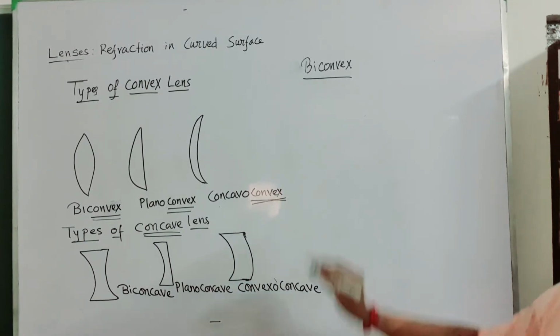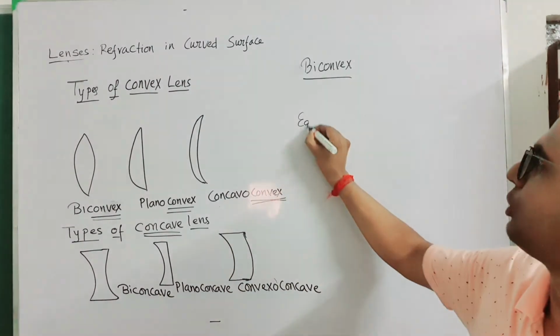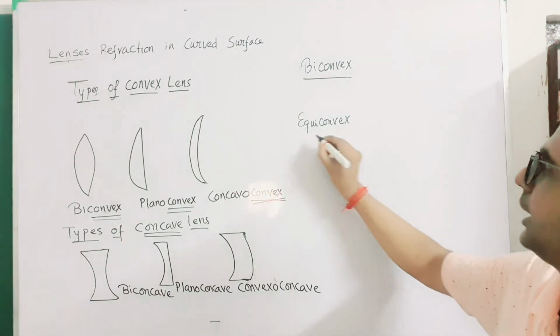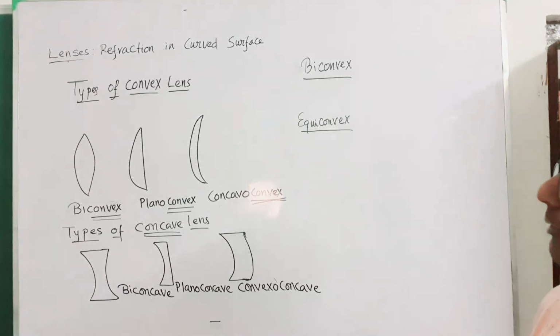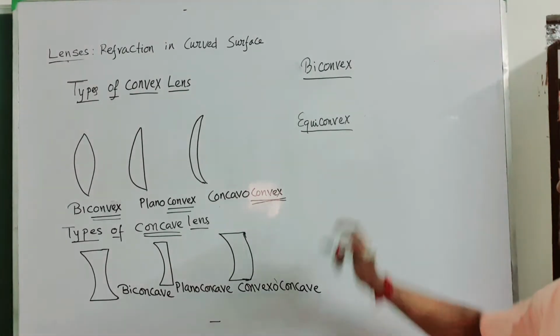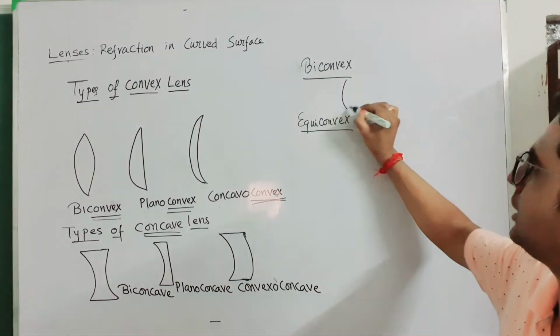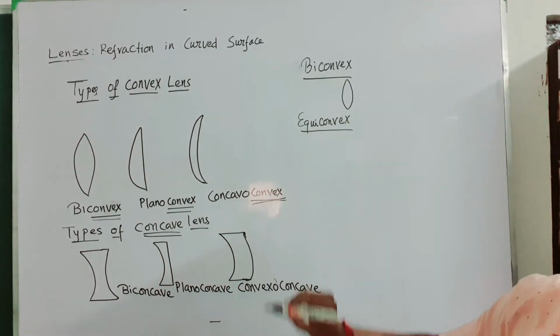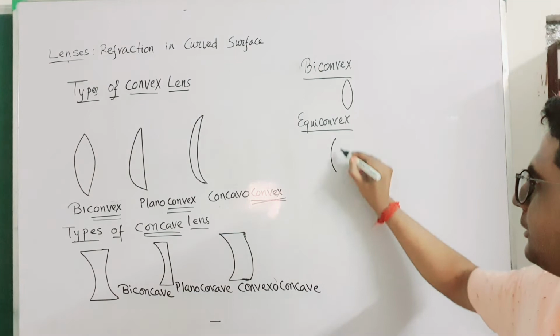So what is the difference between biconvex and equiconvex? Many a time you will see that it is written as equiconvex lens. What is the difference between these two? Biconvex means both the surfaces are bulged like this. Equiconvex also means both the surfaces are bulged. Then what is it?